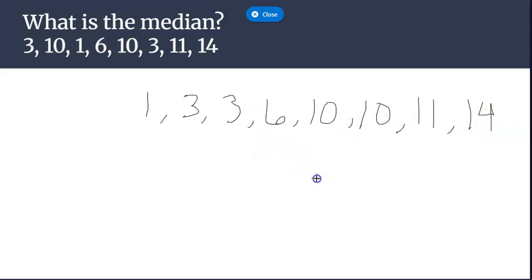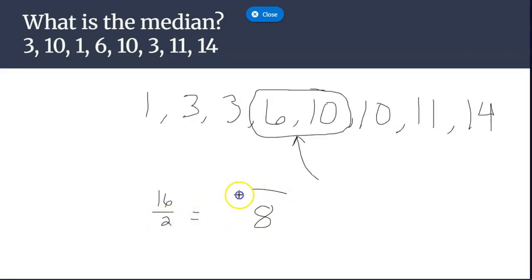There's no true middle number. If there was, it'd be right here in the middle. So when this happens, take the middle two numbers, 6 and 10, add them together, divide by 2. We're finding the mean of the middle two. So our median for this problem is 8. It's a representative number of the middle, even though it's not a member of the data set.